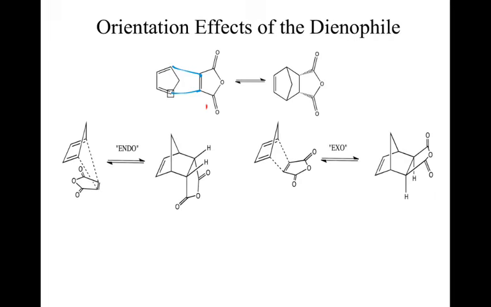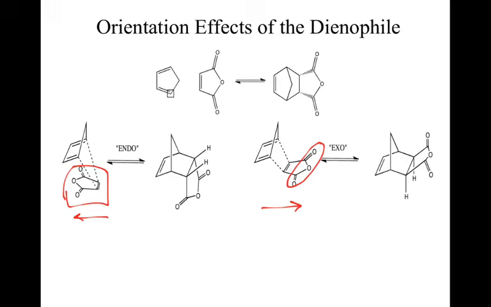However, that orientation is actually not the correct orientation. Okay, and what do I mean by that? We have two possible orientations. One, where the diene and its substituents are aimed towards the dienophile and its substituents are aimed towards the diene. And then we also have a situation where the substituents are aimed away from the diene.